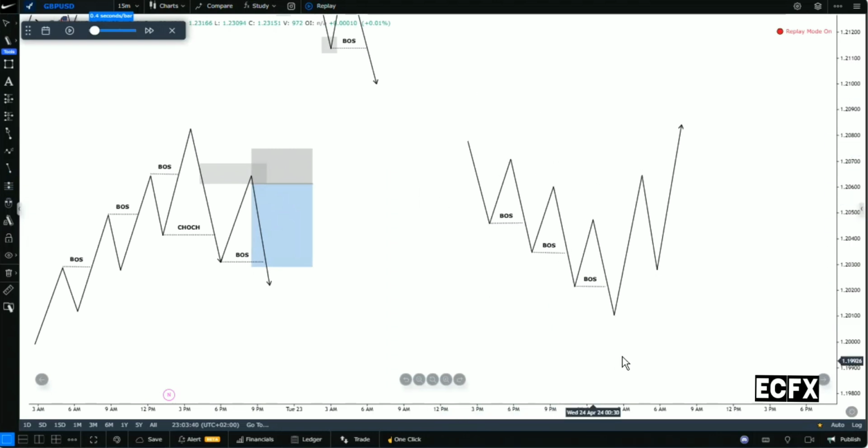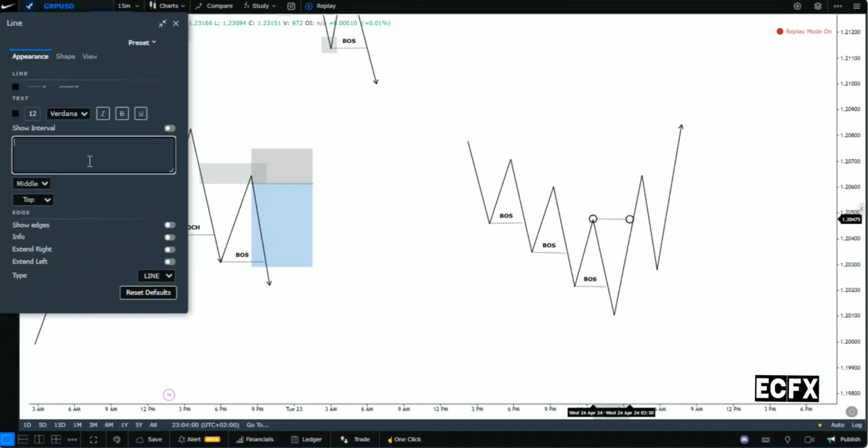Right, so we've marked out all our breaks of structure to the downside, and then the very first break of structure in the opposite direction, we call that either a market shift or, once again, like I call it, a change of character. Both are really the same thing, just different words for it. So I call that my change of character.